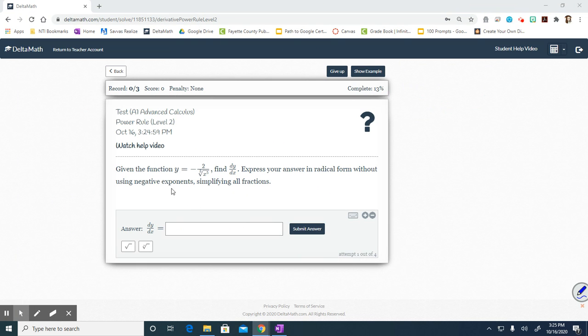So here's an example of something like you would see in Delta Math. y equals negative 2 over the cubed root of x to the 5th. You'll want to rewrite this. y equals negative 2x to the negative 5/3. So then the derivative dy/dx would be positive 10/3 x to the negative 2/3.